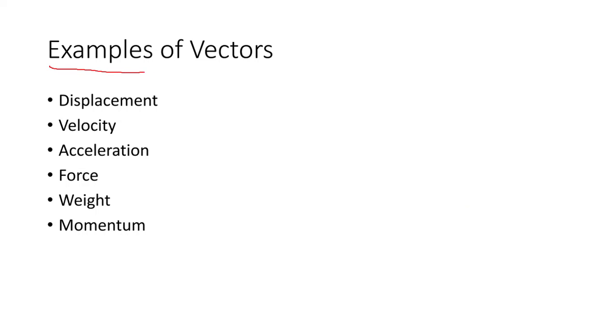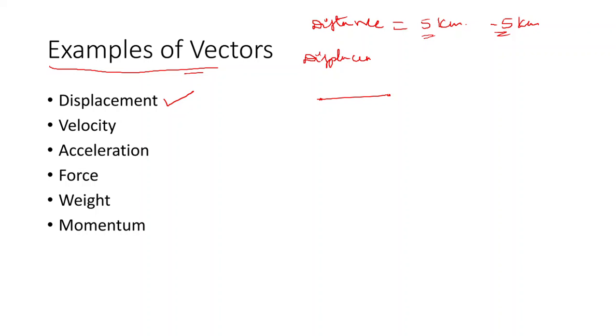And now, examples of vectors. Displacement is a vector quantity because it has magnitude and direction. Let me also tell you something. We can say distance as 5 kilometers, but we cannot say distance as minus 5 kilometers, because distance is always positive, whereas displacement can be positive, negative, or even zero, because displacement is a vector quantity.